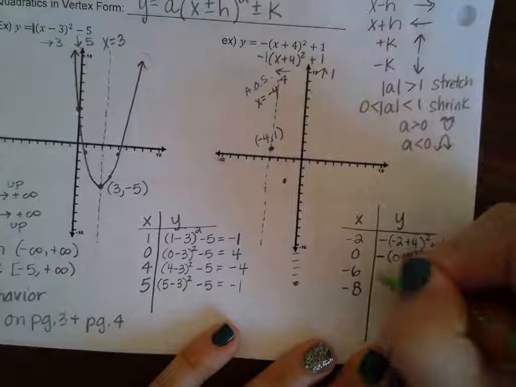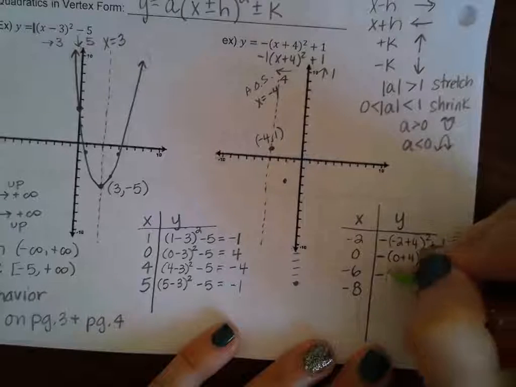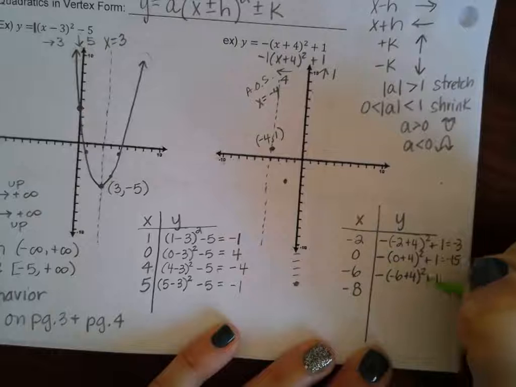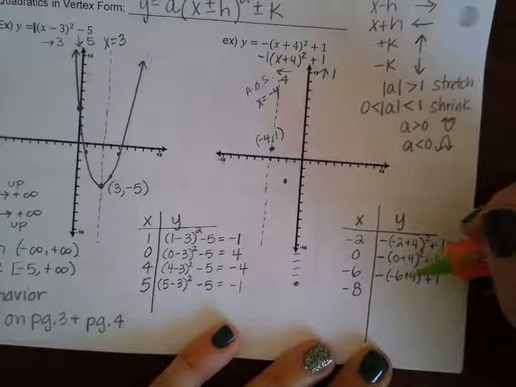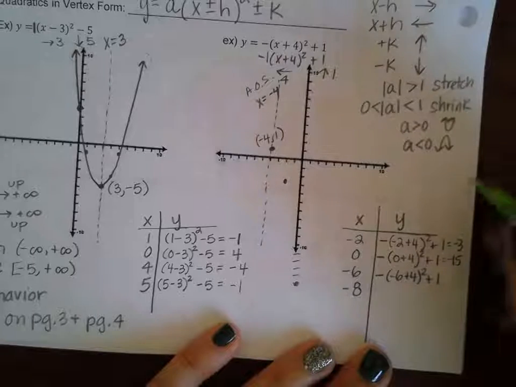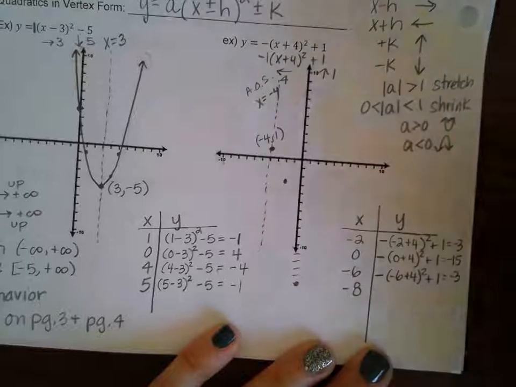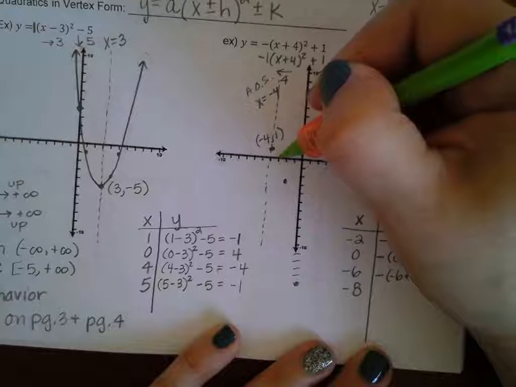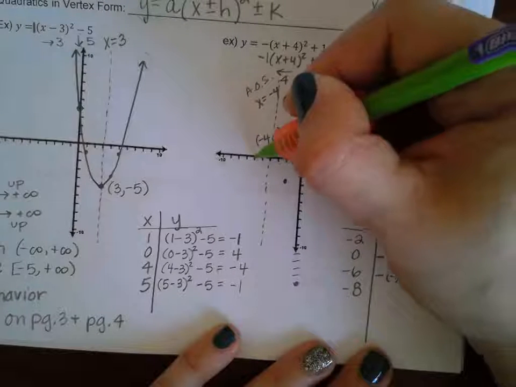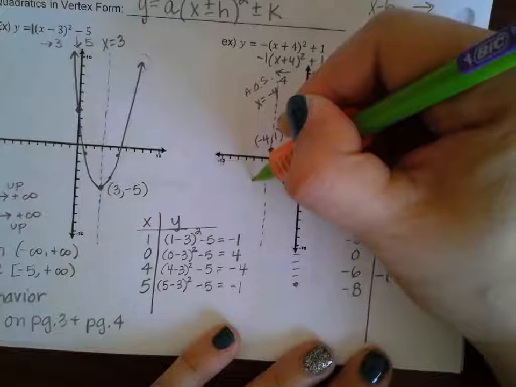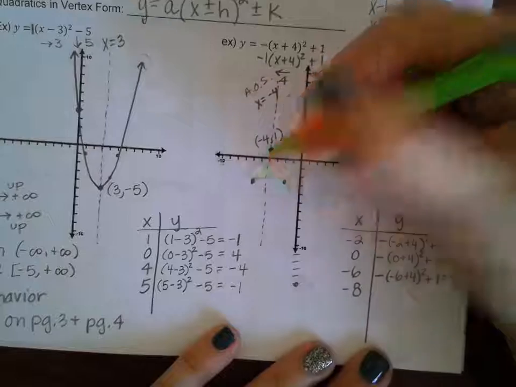For negative 6, it's going to be negative (negative 6 plus 4) quantity squared plus 1. Okay, well this is negative 2 squared, which is 4. Negative 4 plus 1 is negative 3. So at negative 6, 1, 2, 3, 4, 5, 6, we're going to go down 3. 1, 2, 3, right there.